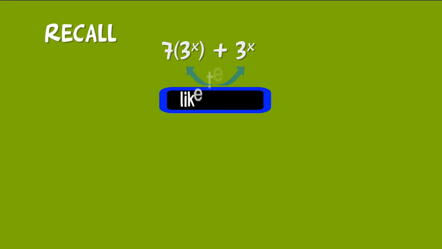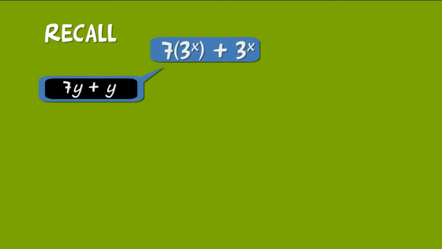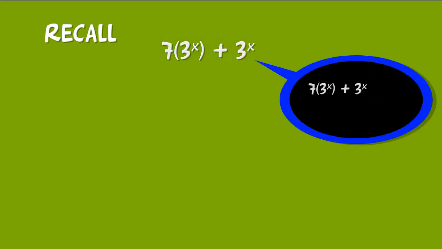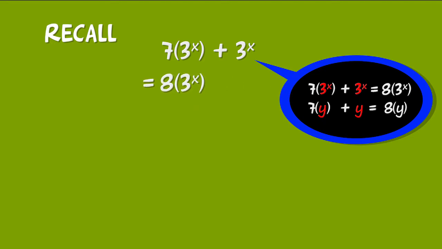Can you recall that these are like terms? Just like the algebraic terms 7y and y. So, we can simplify by adding these terms together, just like 7y plus y equals 8y. Thus, the expression is just 8 times 3 to the power of x.